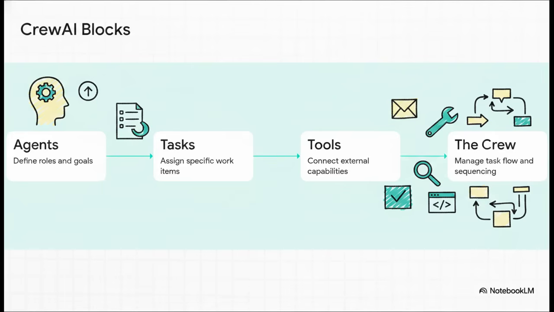Step 2, you define tasks, which are specific work items with expected output formats. Step 3, and this is crucial, you give them tools. This is the ability to execute code, search the live web, or read a database. Finally, Step 4, the crew. This is the orchestration logic that ties it all together, managing how these agents communicate and pass work back and forth to solve complex problems that a single prompt could just never handle on its own.